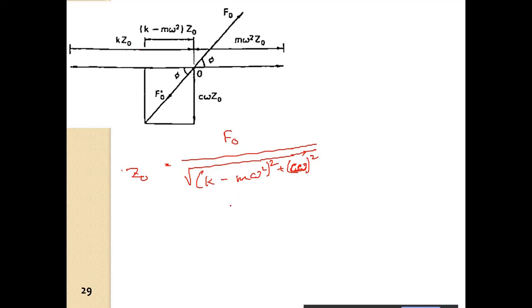Now what we do is we divide F naught by the spring constant of the system, that is the K. So F naught by K. Here also the K will come, so this will be K square.